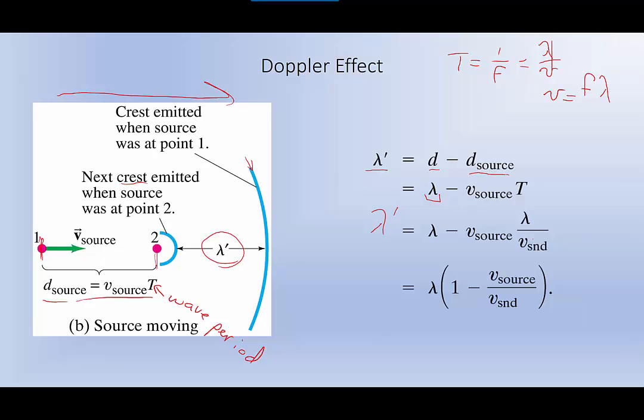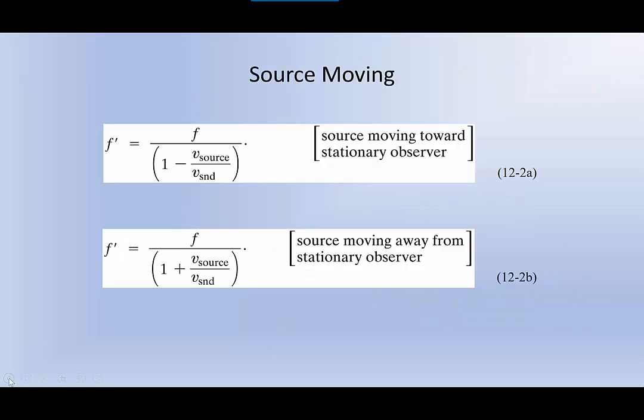Well, we have lambdas in both of them, so let's pull that out, and we can say that the apparent wavelength of our wave when the source is moving towards the observer is lambda times 1 minus v source over v sound. This is the first way to look at the Doppler effect. If the source is moving towards the stationary observer, things are one way. If the source is moving away from the stationary observer, things are the opposite way. So if we take a look at these two equations, these are equations 12.2a and 12.2b in your book.